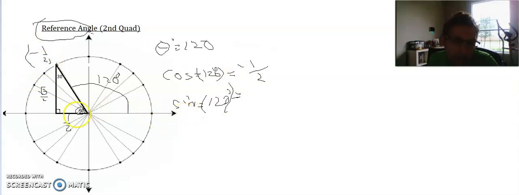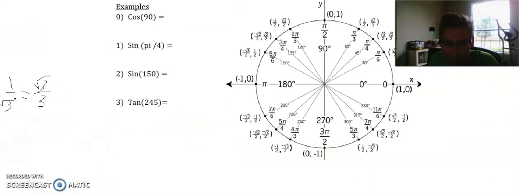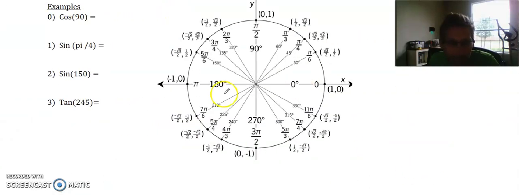And then the sine is going to be √3/2, because it's that y coordinate. And everything's basically a variation of that. Notice that the y is positive, but in the third quadrant they'd both be negative, and then in the fourth quadrant the x is positive and the y is negative. Right? Let's take a look at some examples. All right, so I'll do the first one on here, and then I'll do these down below.